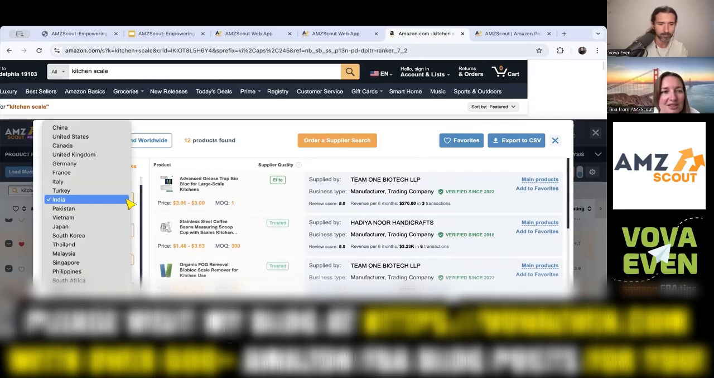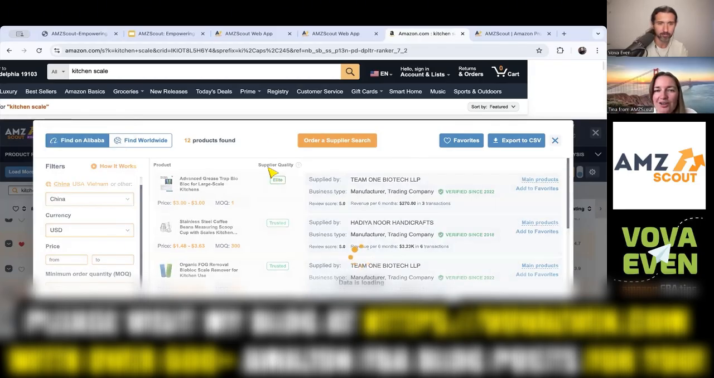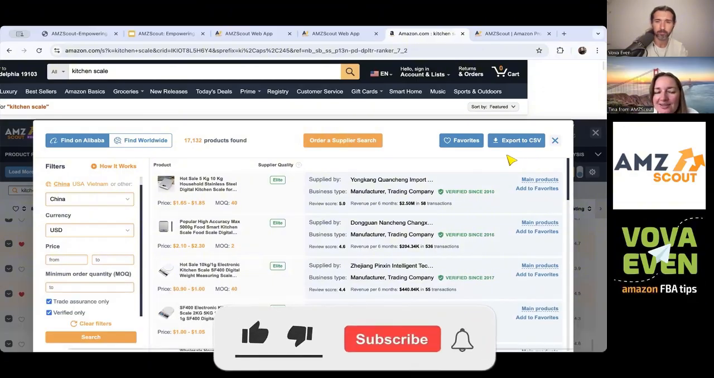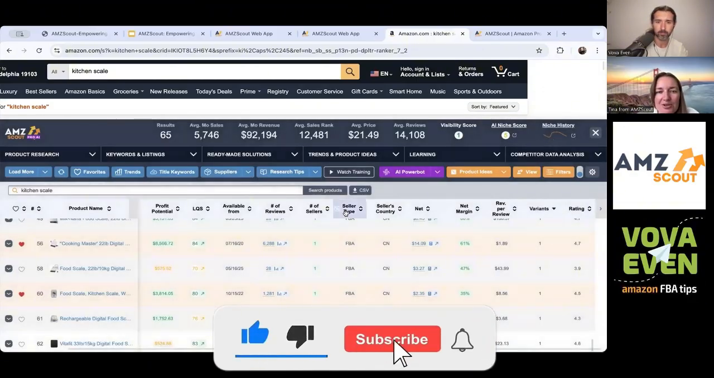So I guess the search was the best for China. Those are really the scales we were looking for, the kitchen scale. Yeah, you can export everything to CSV again and add the suppliers to favorites. Okay, I'm closing that one.